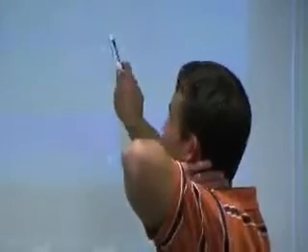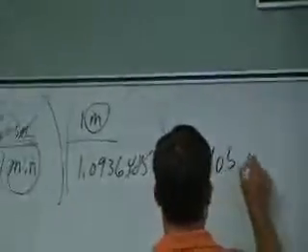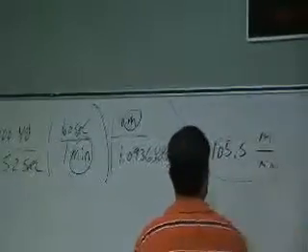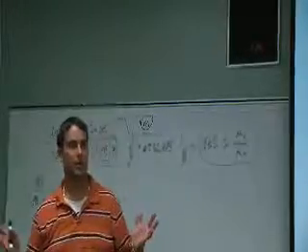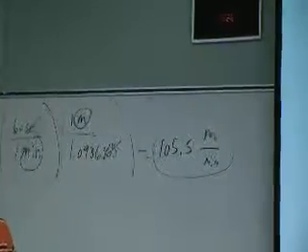105.5. Is anybody getting that? Did I type that in right? 100 divided by 52 times 60 divided by 1.0936. 105.5 meters per minute. So that means every minute this person swims, they would traverse 105 meters.